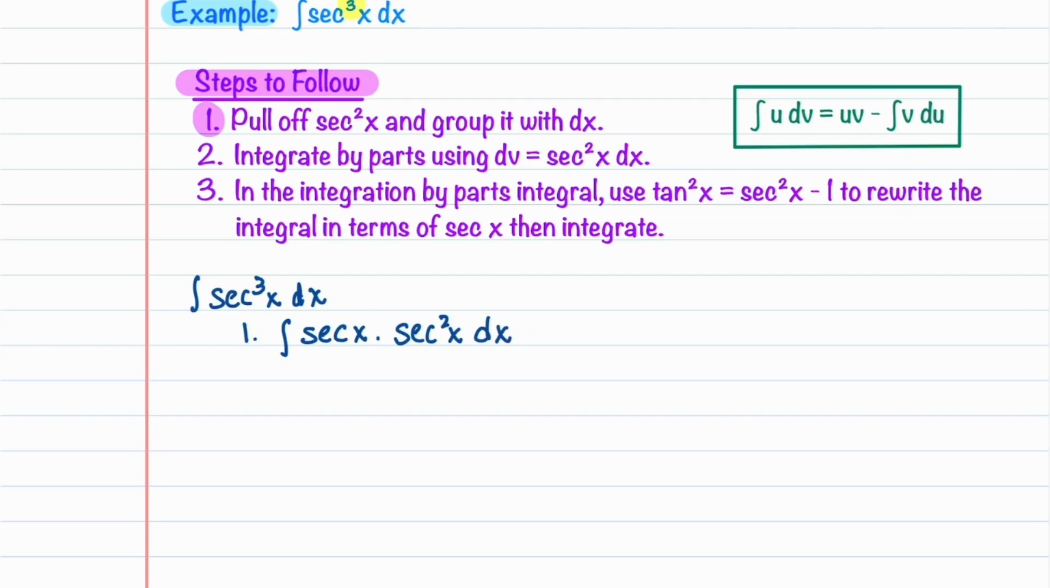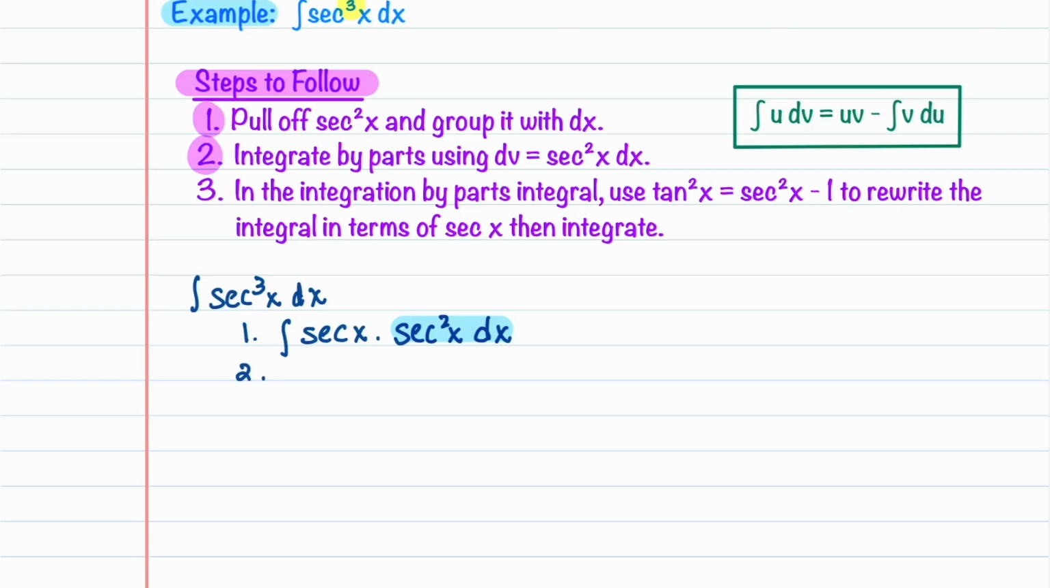When we use integration by parts, we need a dv that we can integrate, and notice that we can integrate secant squared x. It's just going to be tangent x. And that's exactly why we had to pull off a secant squared x. Let's go back up here to the top and look at step 2. It says to integrate by parts using dv is secant squared x dx. So we'll put a 2 down here.